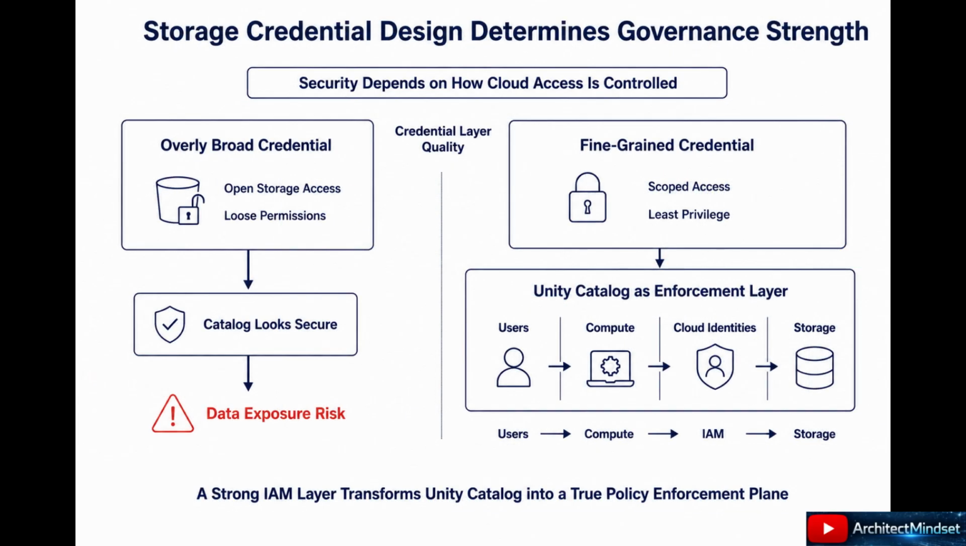If this layer is weak, you can have a beautifully designed catalog structure but still expose data through an overly broad storage credential. If this layer is designed correctly, Unity Catalog becomes much more than a metadata catalog. It becomes the policy enforcement layer that sits between users, compute, cloud identities, and physical data storage.